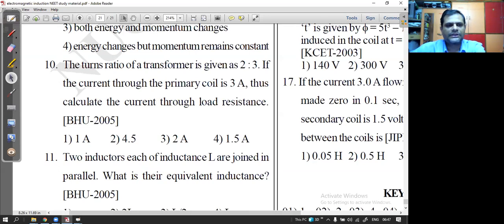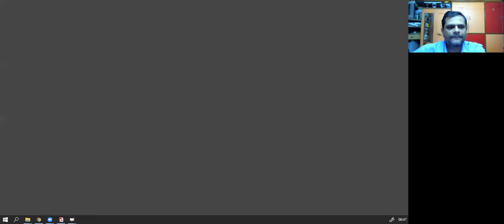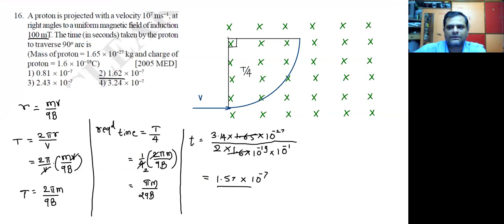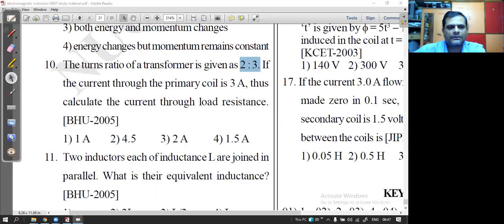Yes, 10th one here. The turns ratio of a transformer is 2/3. If current through the primary is 3, calculate the current through the load resistance, meaning secondary. Okay, so sorry. See here, the turns ratio is given, meaning this is the NS to NP ratio. Always remember turns ratio: it means the NS to NP ratio.